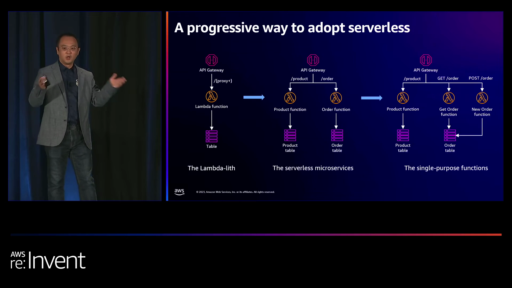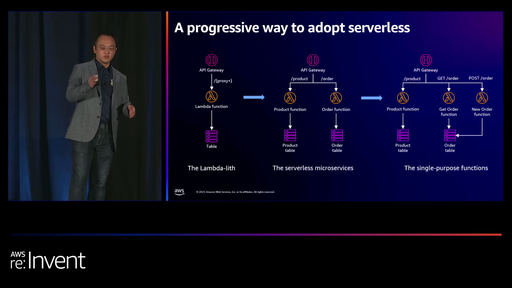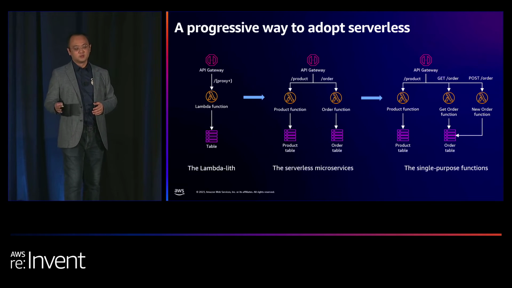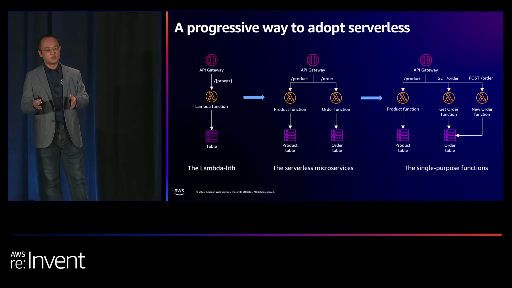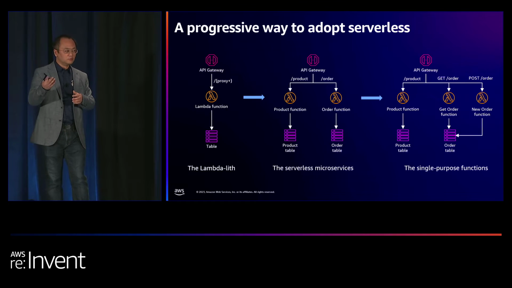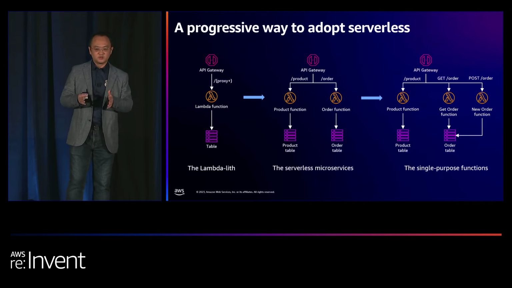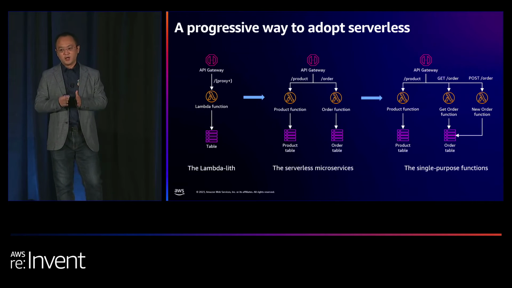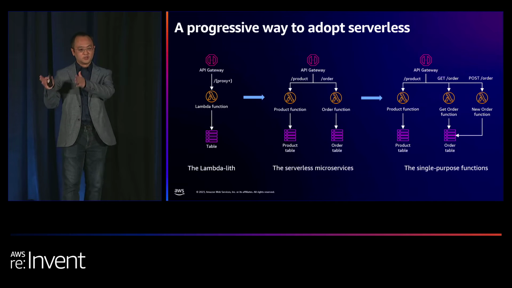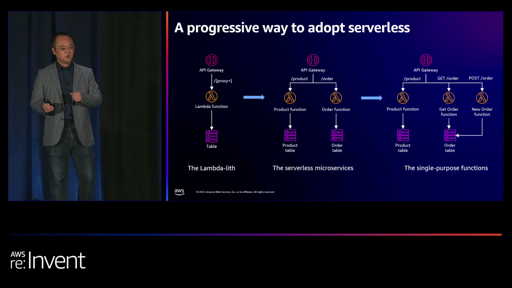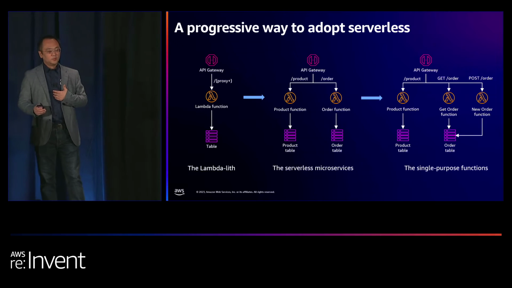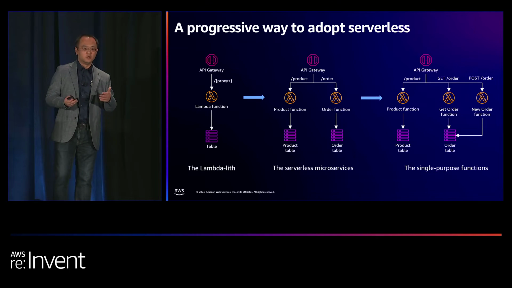And there are very specific cases where it could be beneficial for you to move into single-purpose functions. Maybe not all of your application, maybe it's a very specific part of your application that needs super high performance. You can write it in Golang or Rust. Or maybe that part of the function needs very specific, strict IAM permissions. You can create a separate function to do it. So this is how we see the progressive ways to adopt serverless.